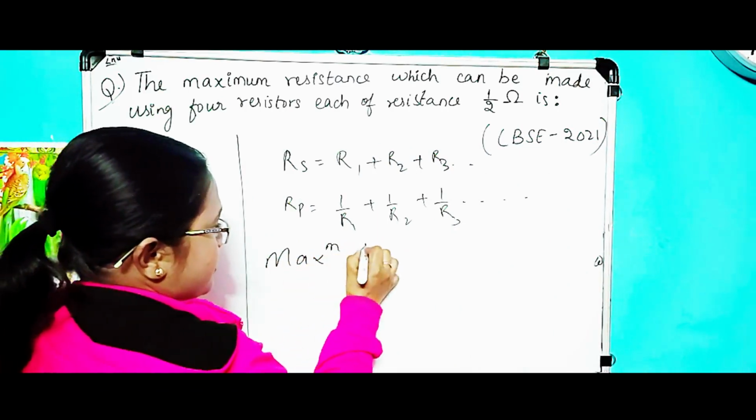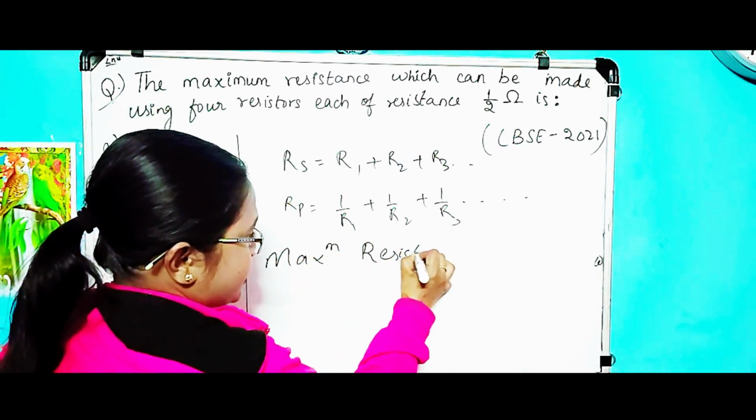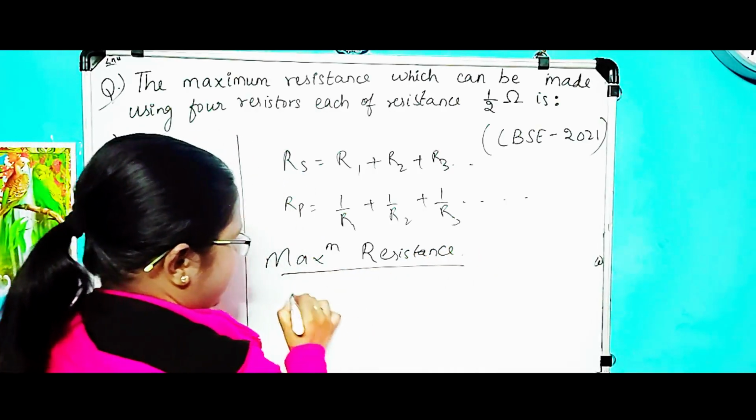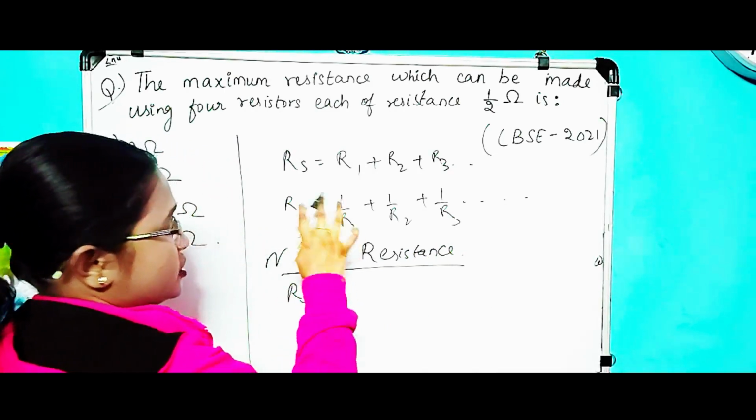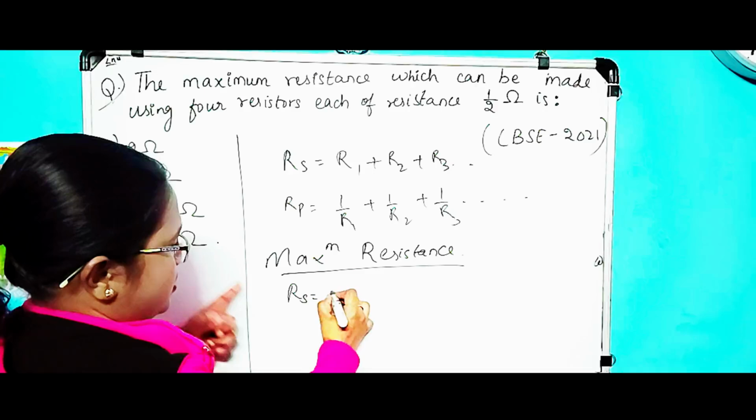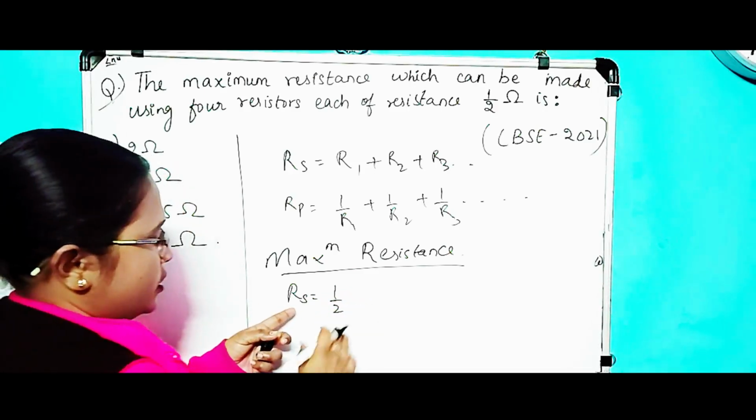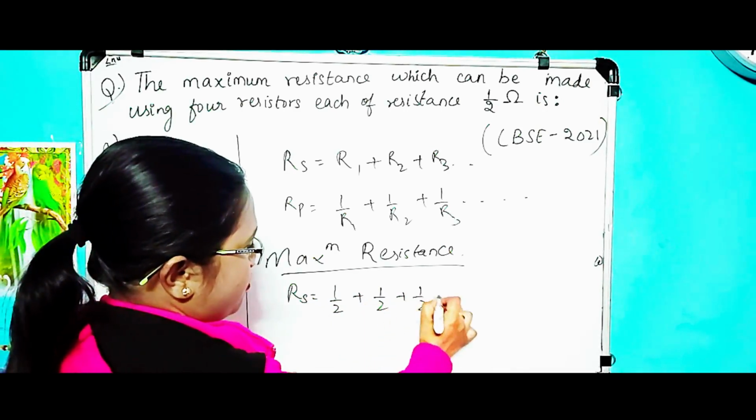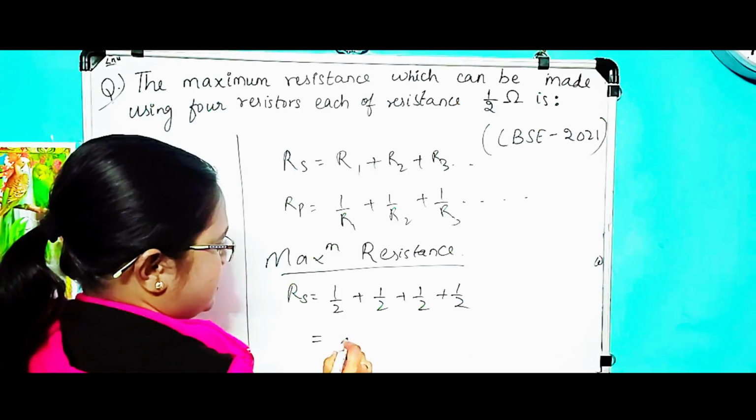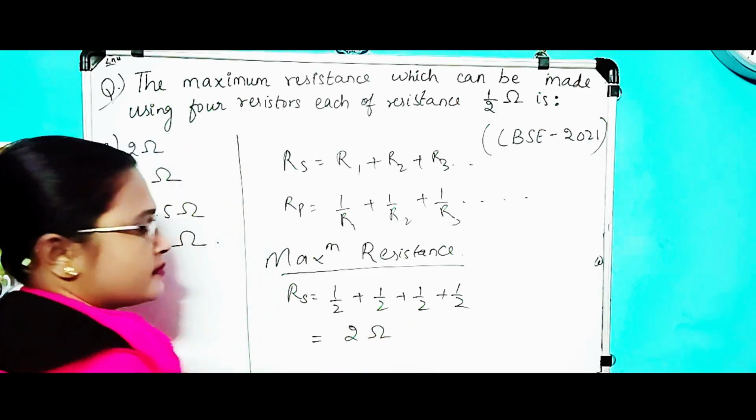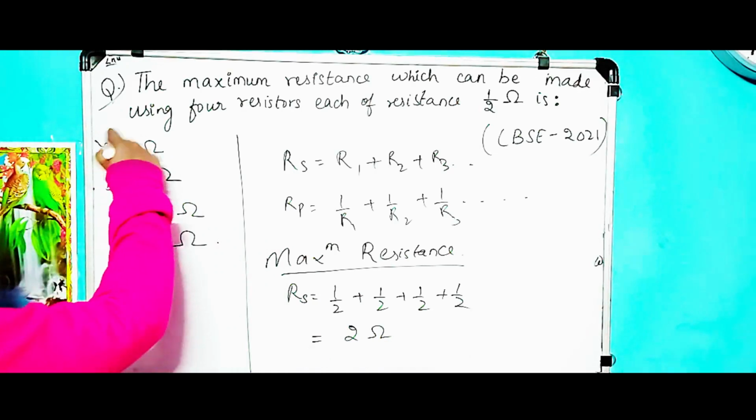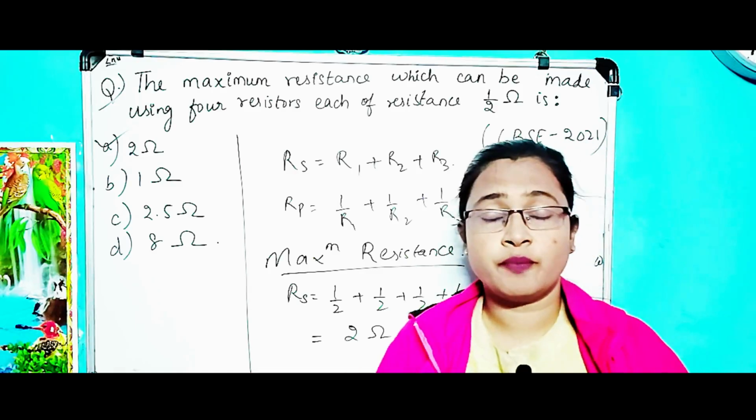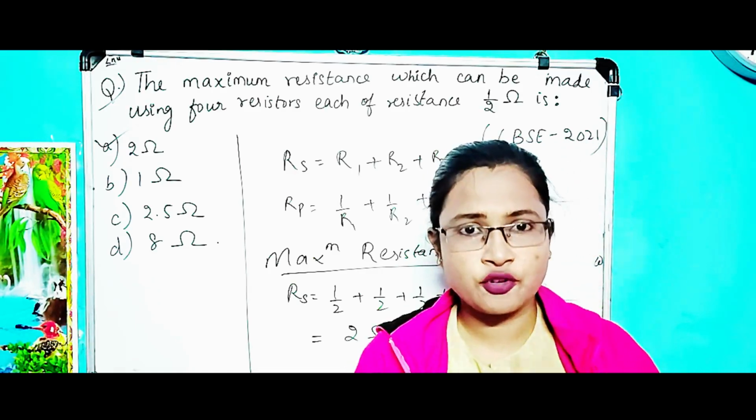The conceptual thing is that a circuit provides maximum resistance only when the resistors are connected in series. Okay, with resistors in series, we just have to add up. So half ohm plus half ohm plus half ohm plus half ohm, 4 resistances are there. So the answer is 2 ohm. Clear? Easy? So which option goes? Option A. This type of question is totally based on concept and these questions keep coming again and again. So you have to practice such questions.